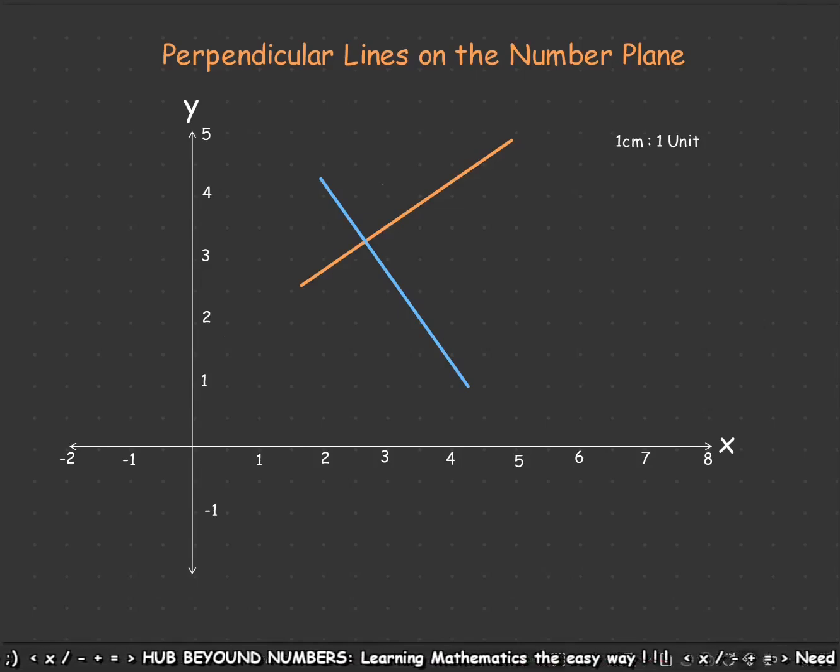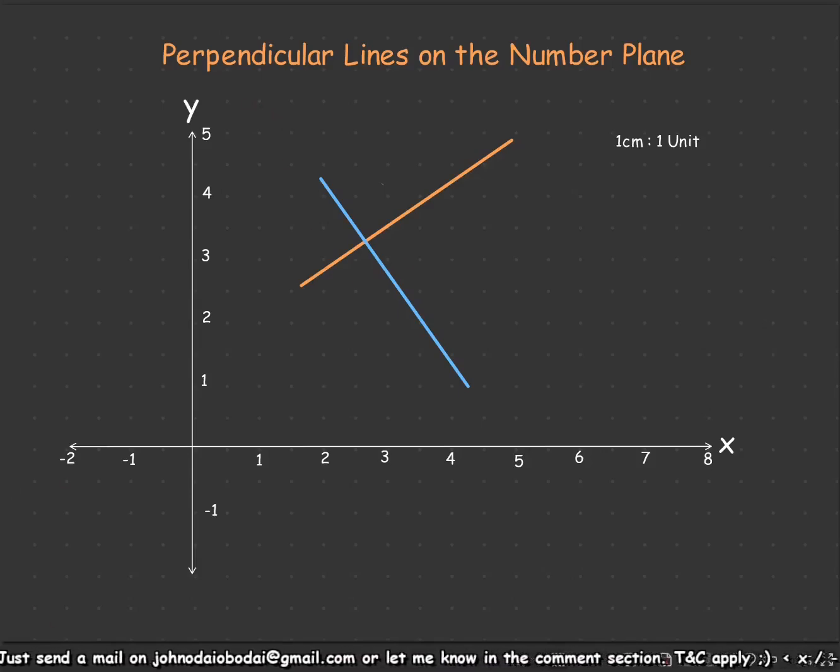Now in this lesson, we are looking at perpendicular lines on the number line. By the end of this lesson, you'll be able to recognize the condition for two lines to be perpendicular, and also find the equation of a line perpendicular to a given line and passing through a point. So without much ado, let's quickly look into it.